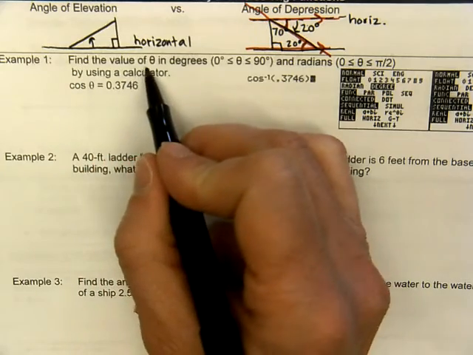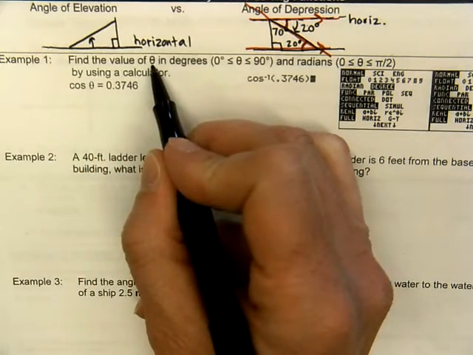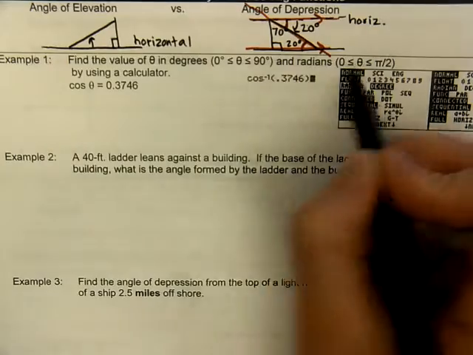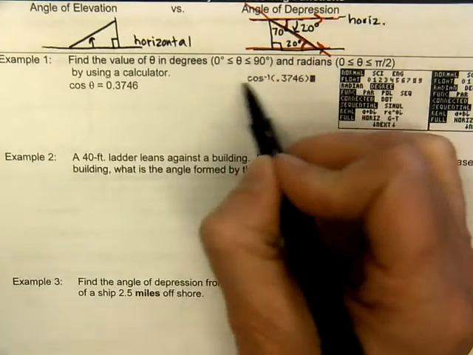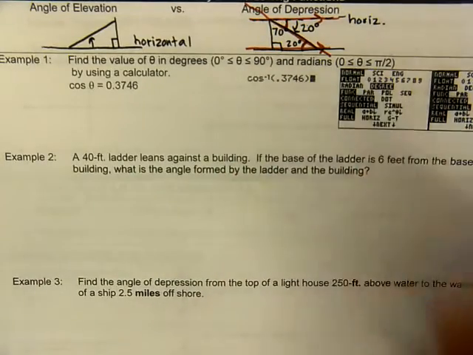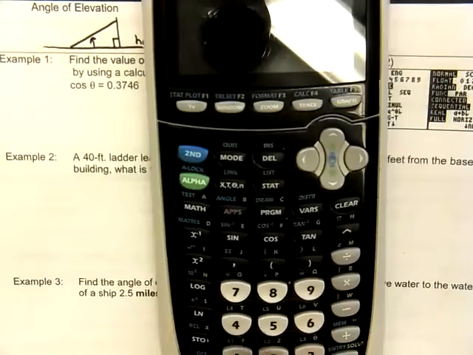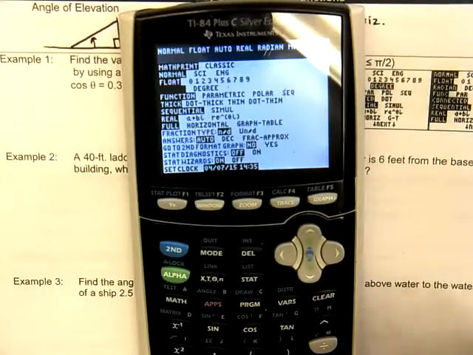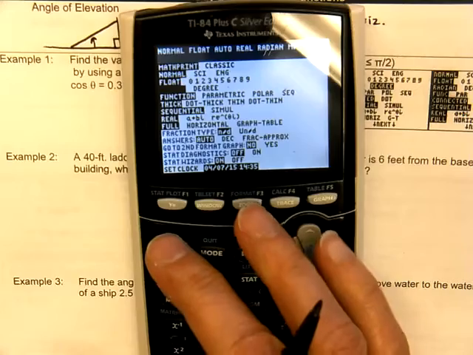They want us to find that value of theta, that angle, in degrees and in radians, and this is just telling us that we're in quadrant 1 only. So as my calculator is already set up in radian mode, I'll get that answer first.